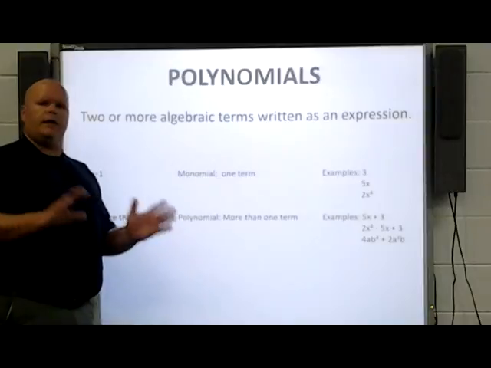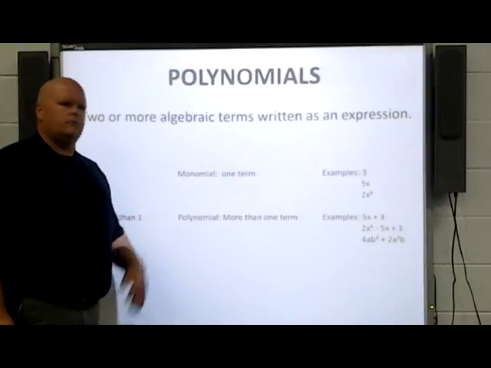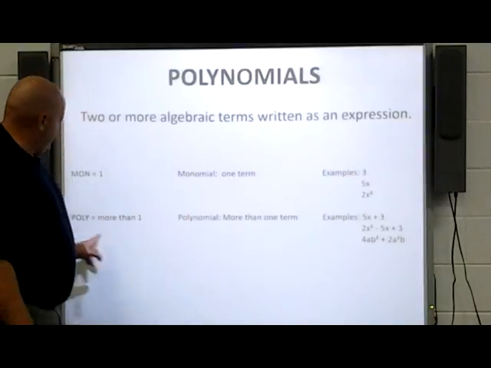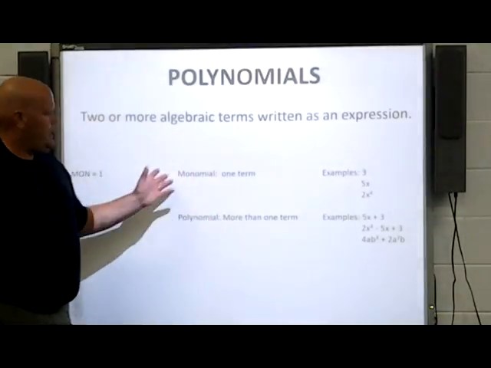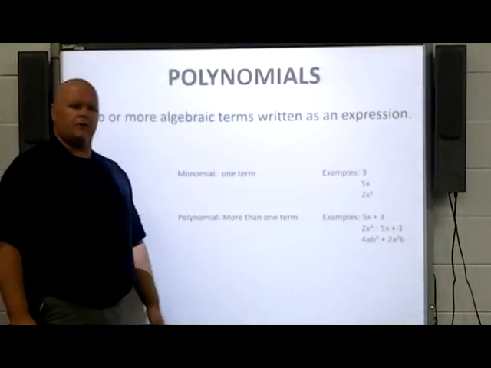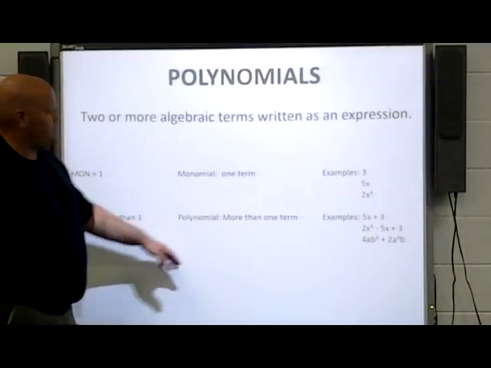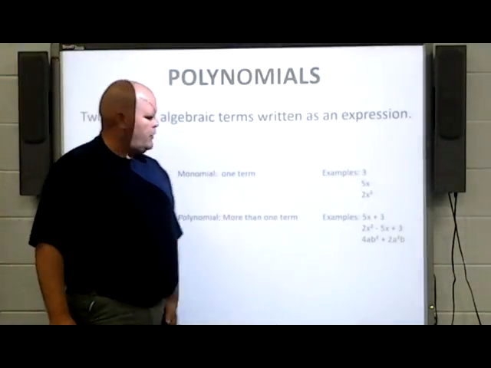After that, we don't get into quadnomial or anything like that. Everything after that is classified as a polynomial. More than one term. So anything past one term you can classify as a polynomial. All right, and we have various examples over here of polynomials.